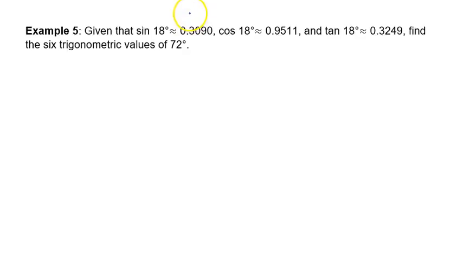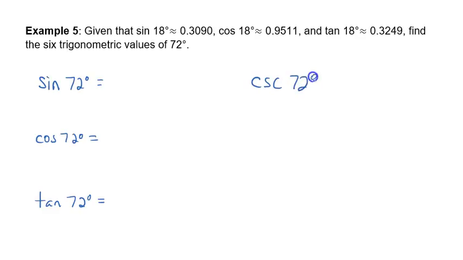And finally, our last example, we are going to use these cofunction relationships to find our six trig values, and we may have to use some of those reciprocal relationships as well. So I'm going to start. We're finding these 18s. We want the values of 72. So let's list sine of 72, cosine of 72, tangent of 72, and then my cosecant, secant, and cotangent.